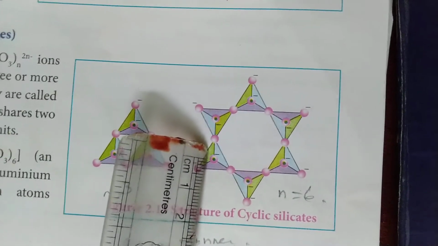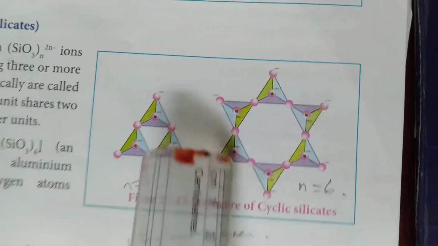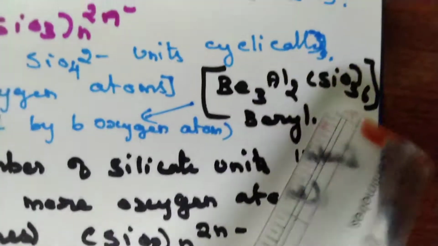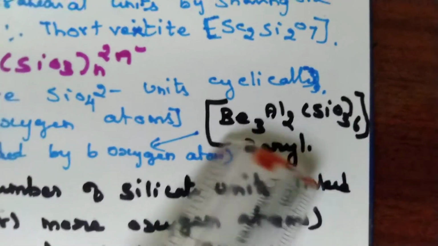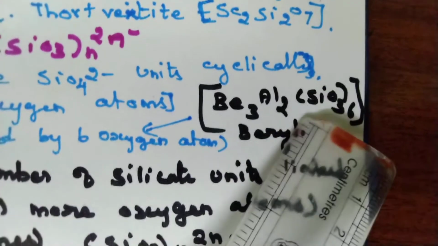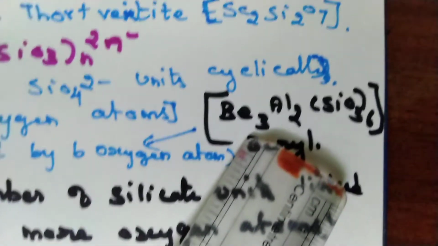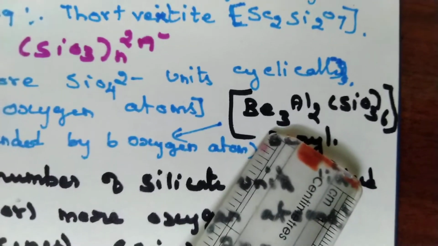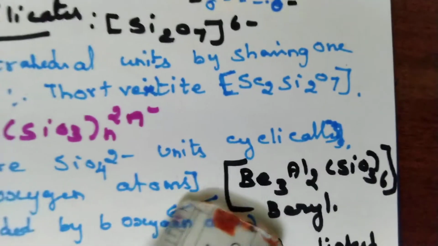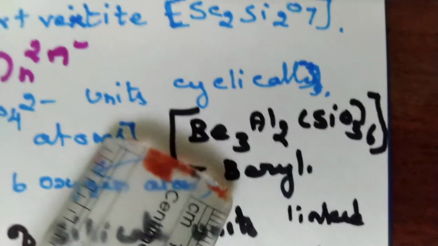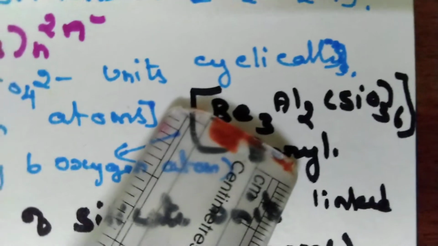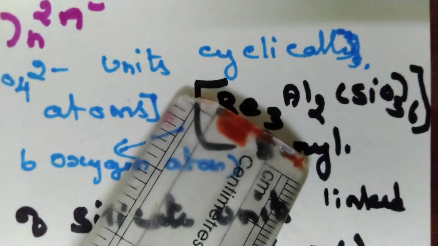An example for this one is beryl. The formula is Be3Al2(SiO3)6. So these are aluminosilicates, with each aluminium surrounded by 6 oxygen atoms tetrahedrally.